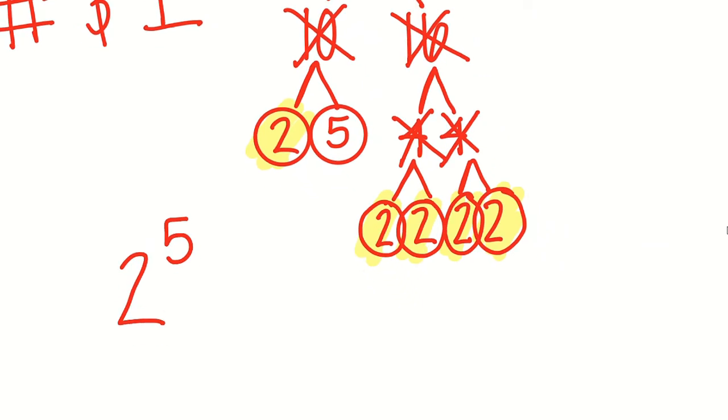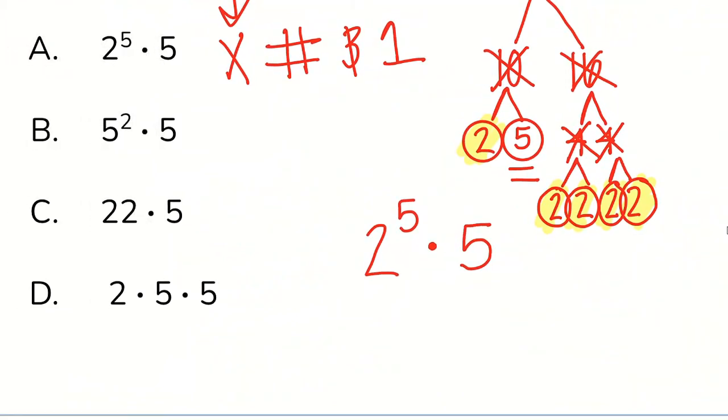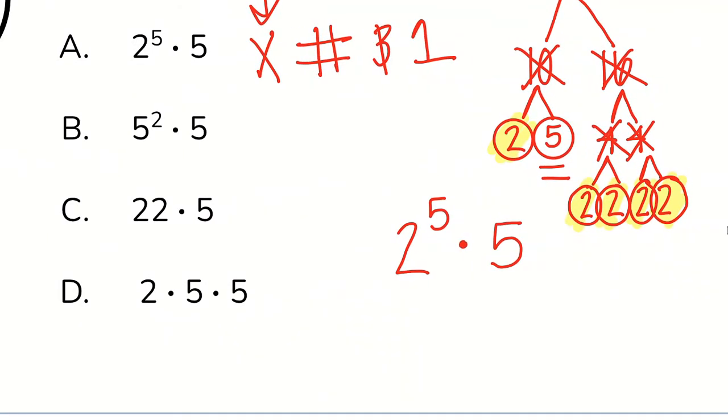Yeah. And then I also have this 5 here, so I'm going to bring him down. I only have 1 of him. You could put the exponent 1, but we know that not having an exponent is the same as having exponent 1. And then I put a little multiplication in the middle of them, and we are done. So let's find our answer choice. Looks like A is the correct answer.